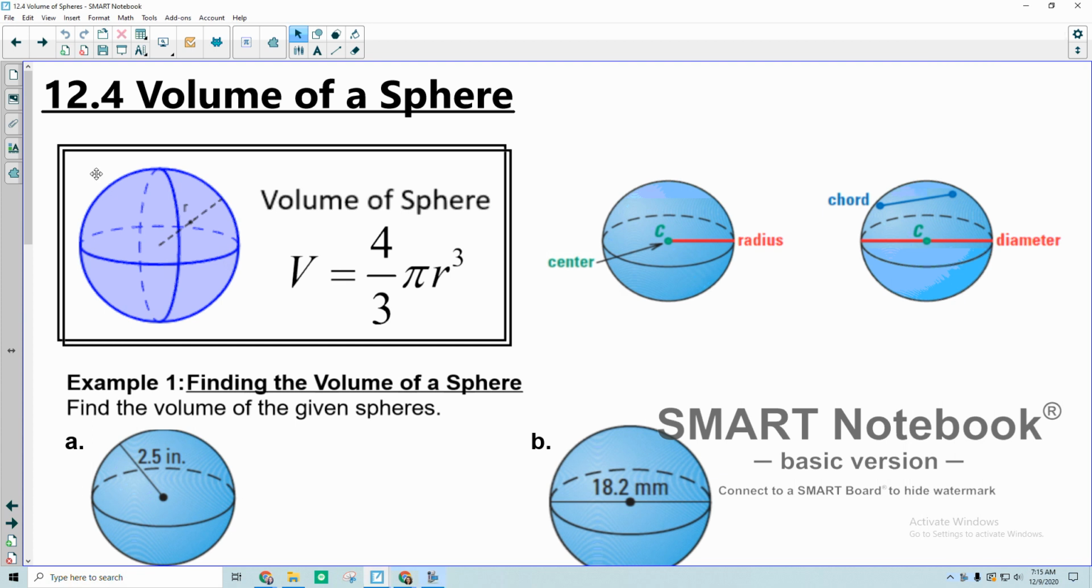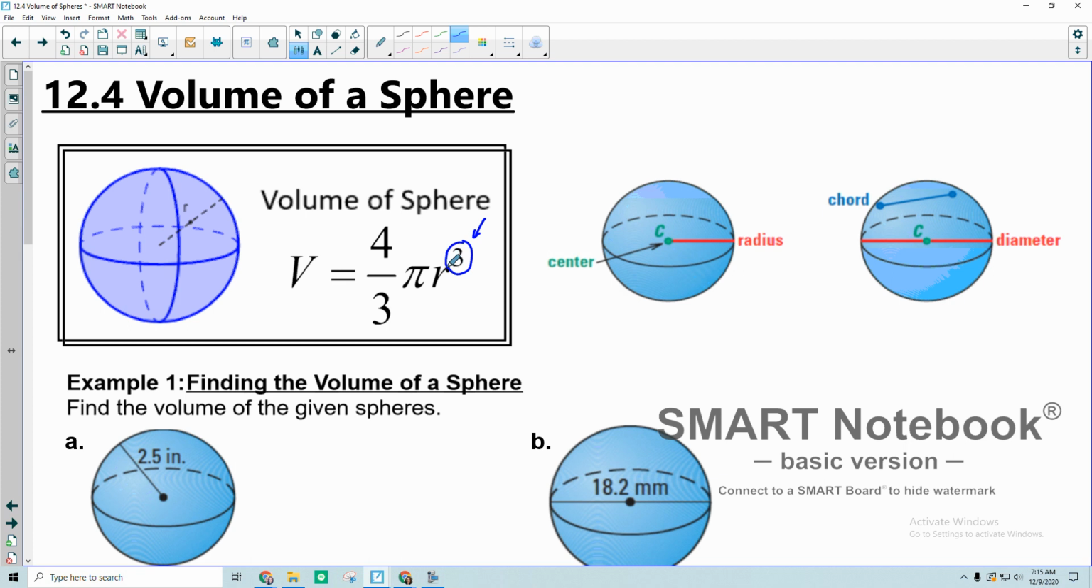The last shape we'll be finding the volume of is a sphere. You can think of a sphere just as a three-dimensional ball, and the formula to find the volume is here. Volume is equal to 4/3 multiplied by pi, multiplied by r cubed. And this is the place that people mess up on the most.